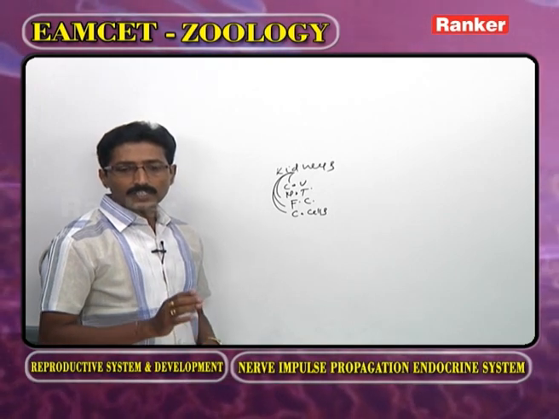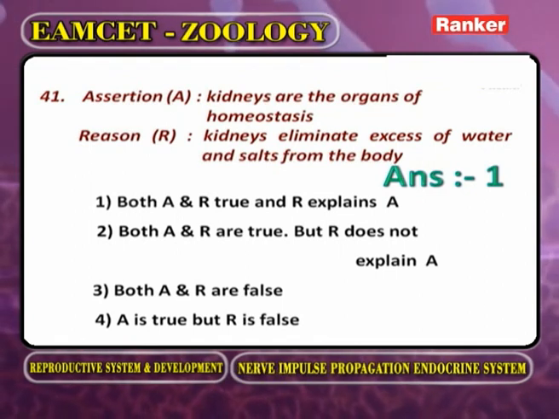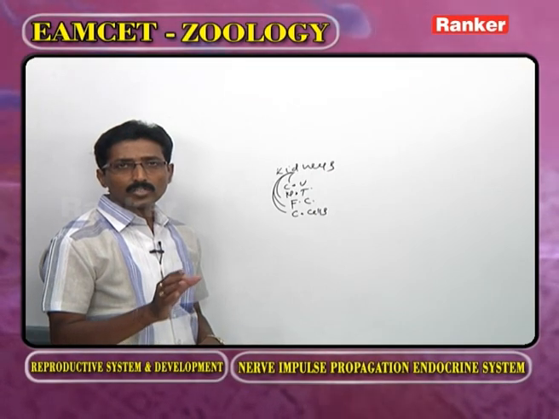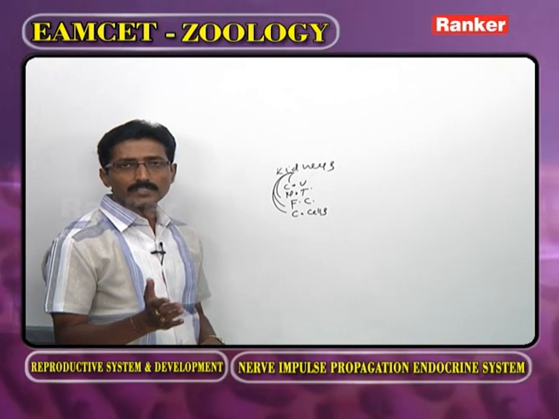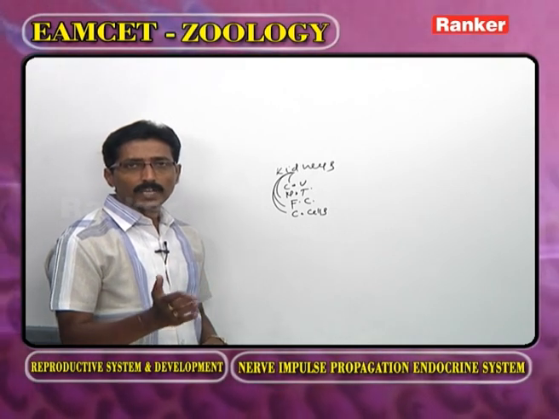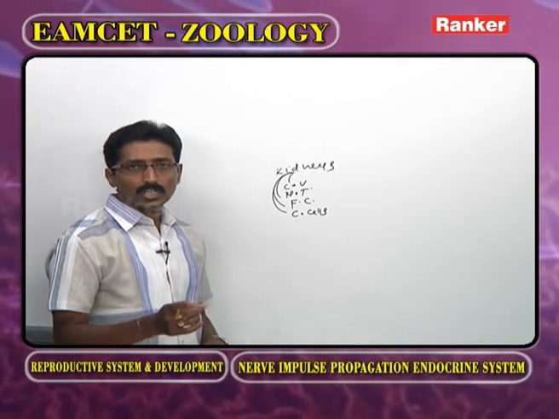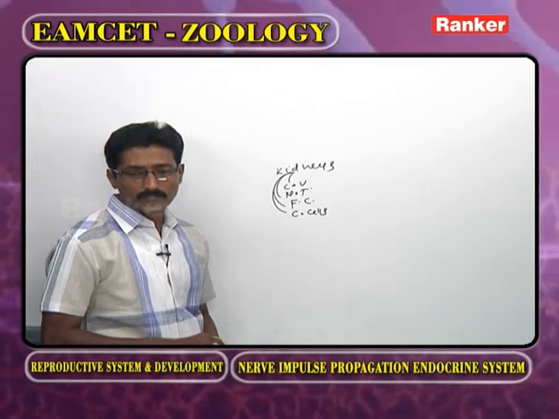Second one, reason: kidneys eliminate excess water and salts from the body. So what is meant by homeostasis? To maintain water salt balance. It means the kidneys remove excess salts and water from the body fluids. Now both are correct, and the reason explains the assertion. Now we go for the next question.